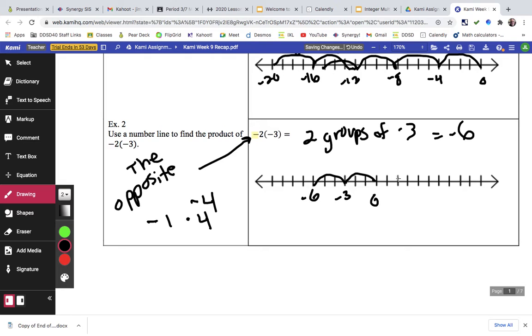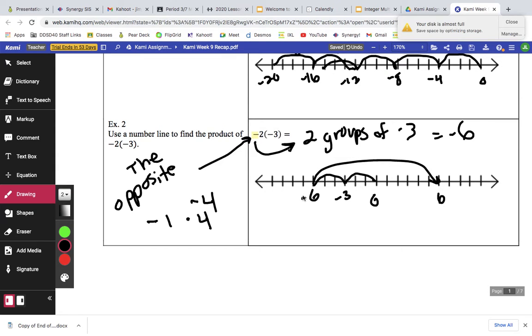And then 1, 2, 3, 4, 5, 6. Then I want to do the opposite. So we're going to take this, temporarily separate it, and then put it back in at the end and just go to the answer, which is the opposite of negative 6. So that's why this answer is 6.